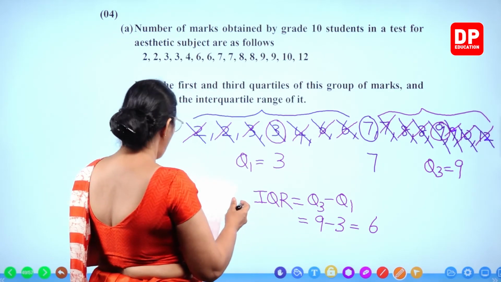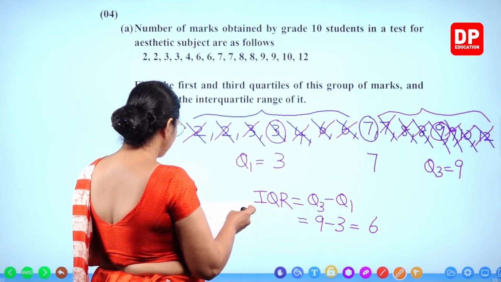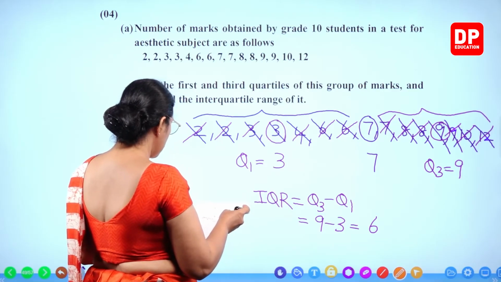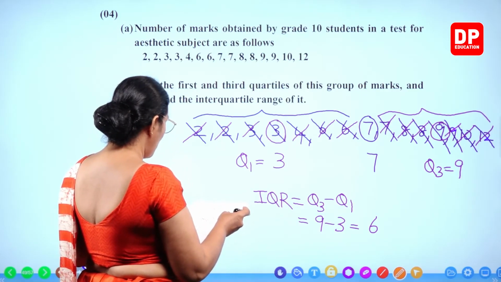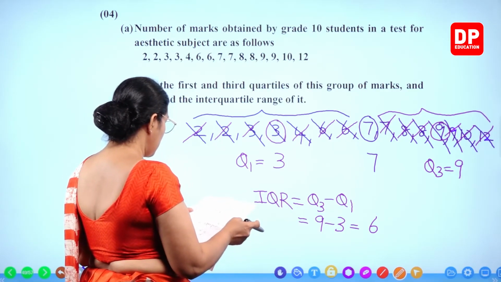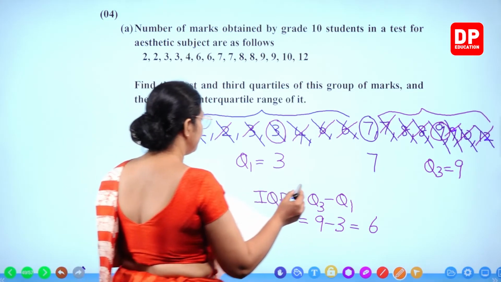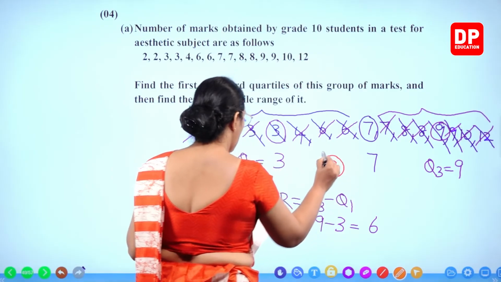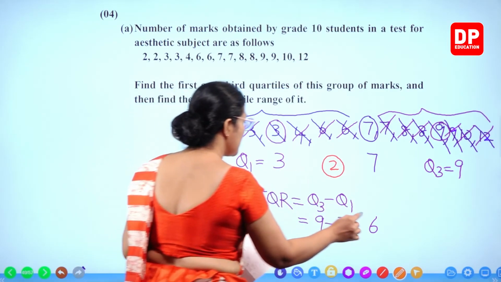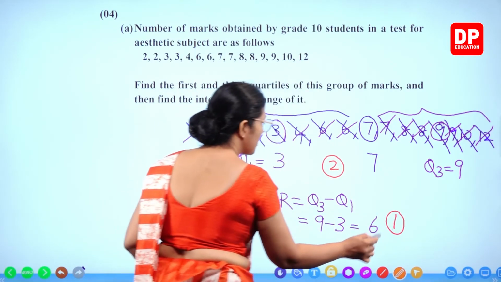So let's see how many marks for that one. You get 2 marks for finding the first quartile and the third quartile. And then take the difference, that's 1 mark.